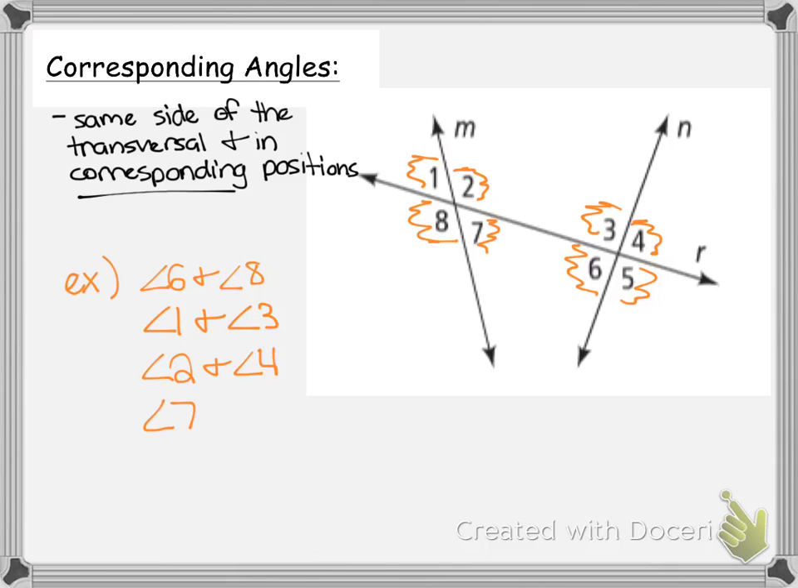So this is the only one that we have 4 pairs of. The other ones we only have 2 pairs. So they are on the same side of our transversal and in corresponding positions. So again, that would be like 8 and 6.